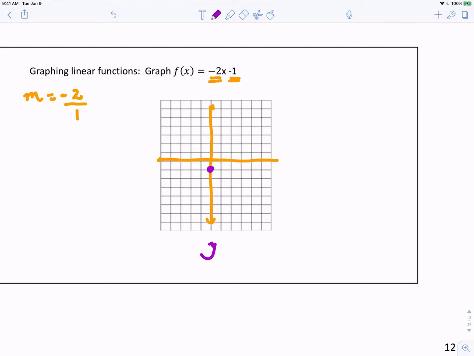Next, we're going to do the slope. So the slope is negative 2. So we can go down 2 and over 1. Or we could go up 2 and over 1 in the negative direction. It really doesn't matter because we're just going to graph the line, and no matter which way you graph the slope, it would result in the same picture. So we have a descending line because our slope is negative.